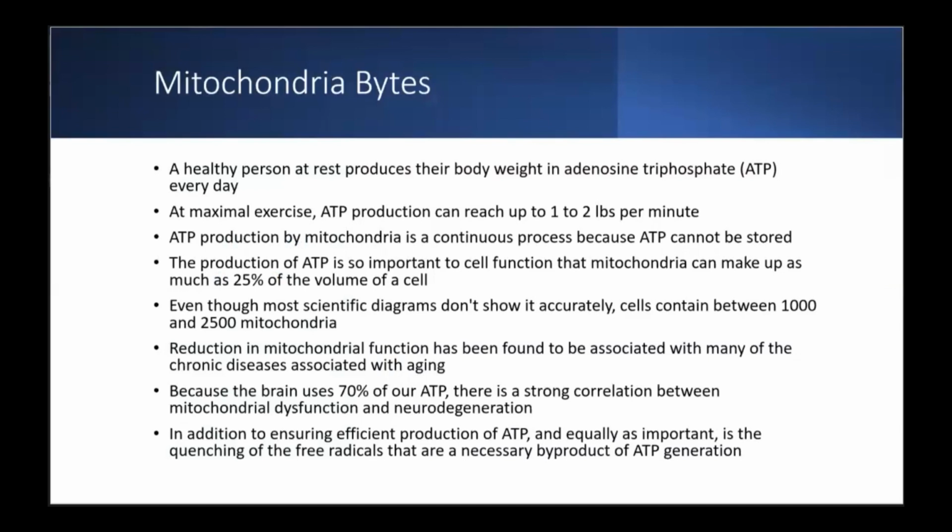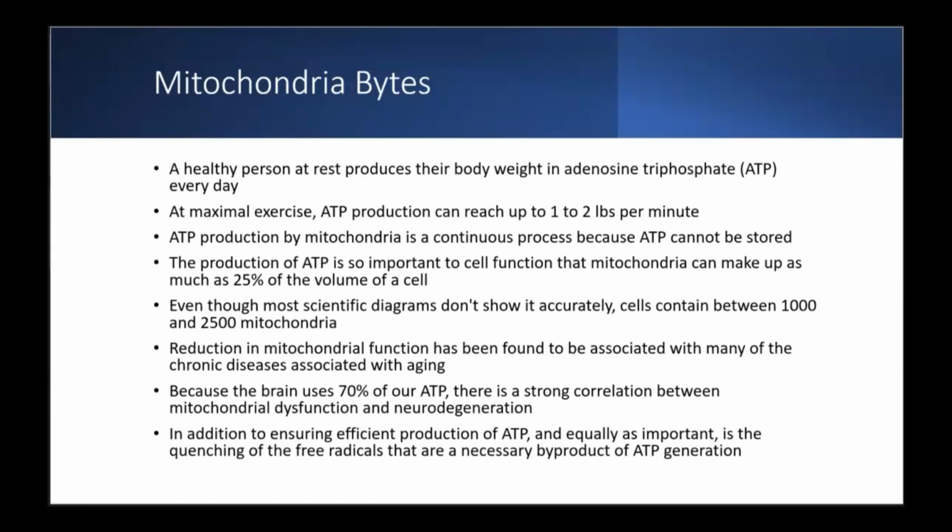At maximal exercise, ATP production can reach up to 1 to 2 pounds per minute. ATP production by mitochondria is a continuous process because you can't store it. It's so important to cell function that mitochondria can make up as much as 25% of the volume of a cell. It's kind of funny because when you look at those diagrams in biology class, they go, oh, there's the ribosomes and the Golgi apparatus, oh, there's a mitochondria. No, there should be between 1,000 and 2,500 mitochondria in each cell. That's a massive misrepresentation. Reduction in mitochondrial function has been found to associate with many of the chronic diseases.